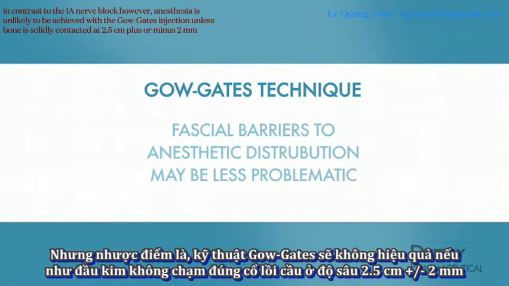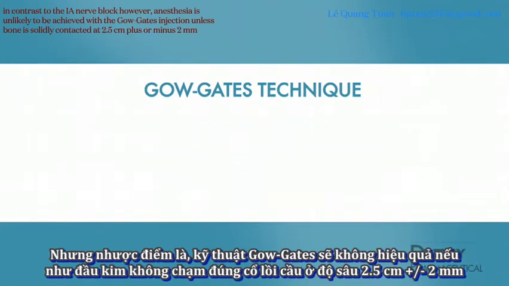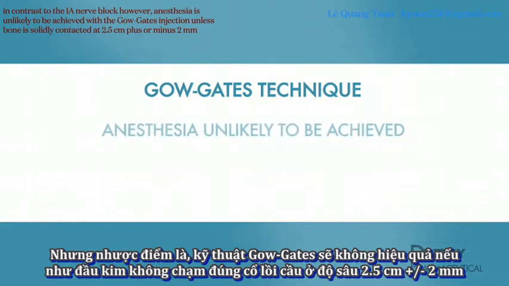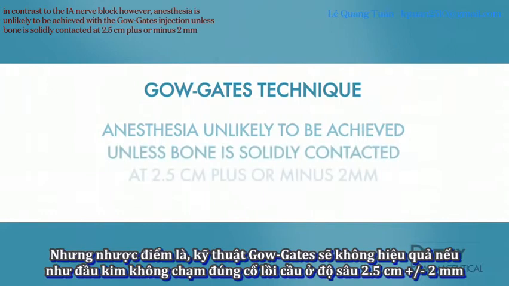In contrast to the inferior alveolar nerve block, however, anesthesia is unlikely to be achieved with the Gowgate's injection unless bone is solidly contacted at 2.5 centimeters, plus or minus 2 millimeters.